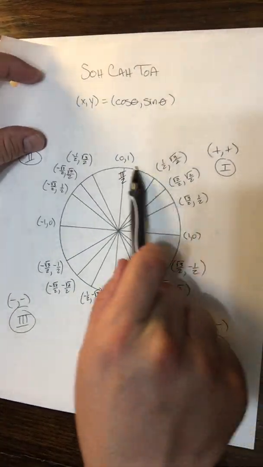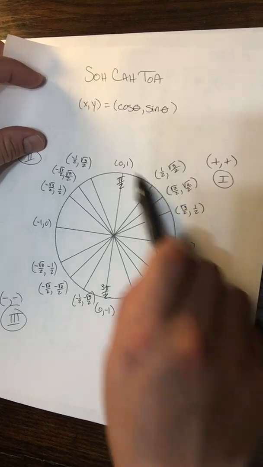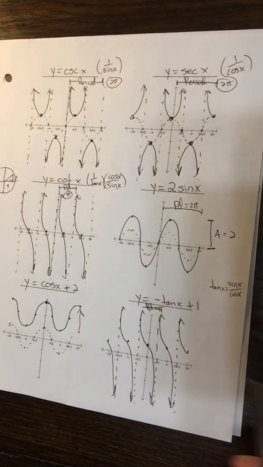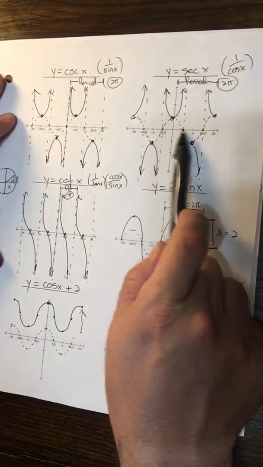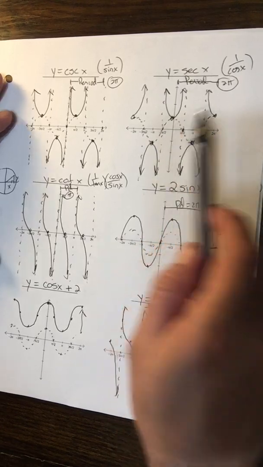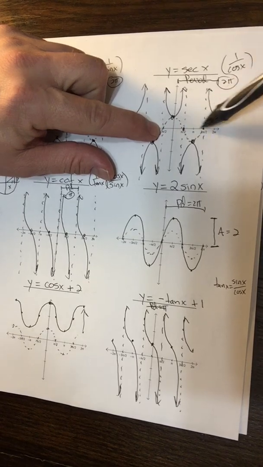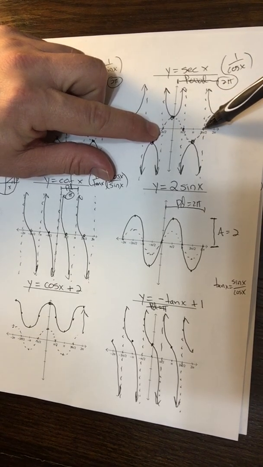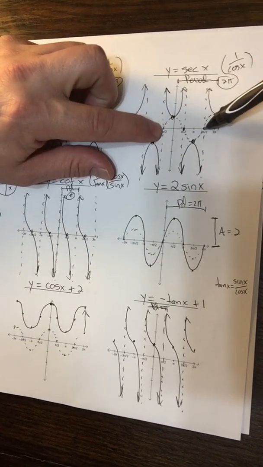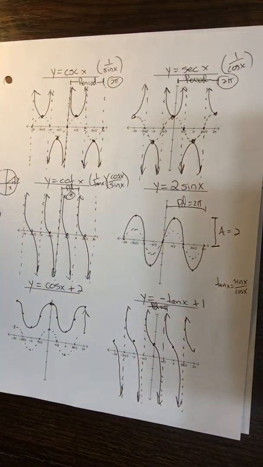From negative pi over 2 to pi over 2, that's 180 degrees. That's pi. So I have asymptotes pi units apart. Now, this period is 2 pi if you go the top parabola and the bottom parabola. I mean, that's what I'm looking for. This is the period. That has to end up being 4 pi.